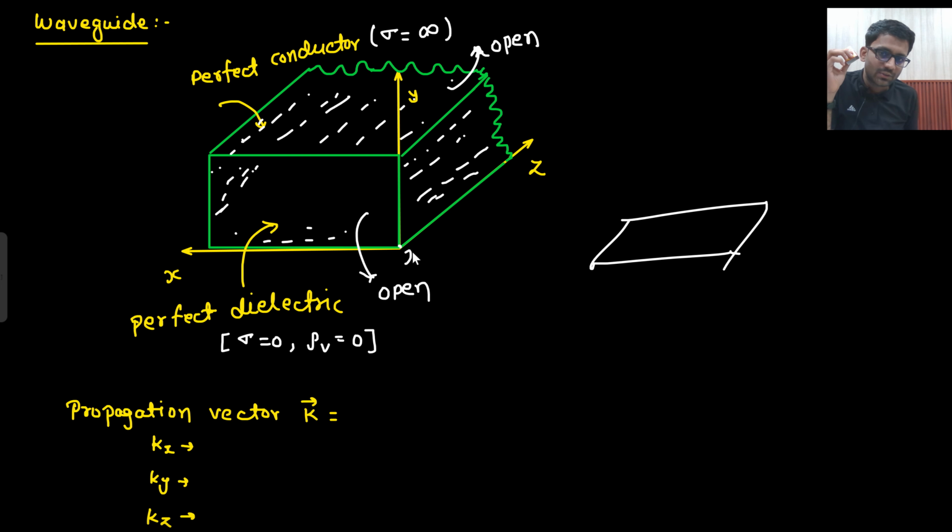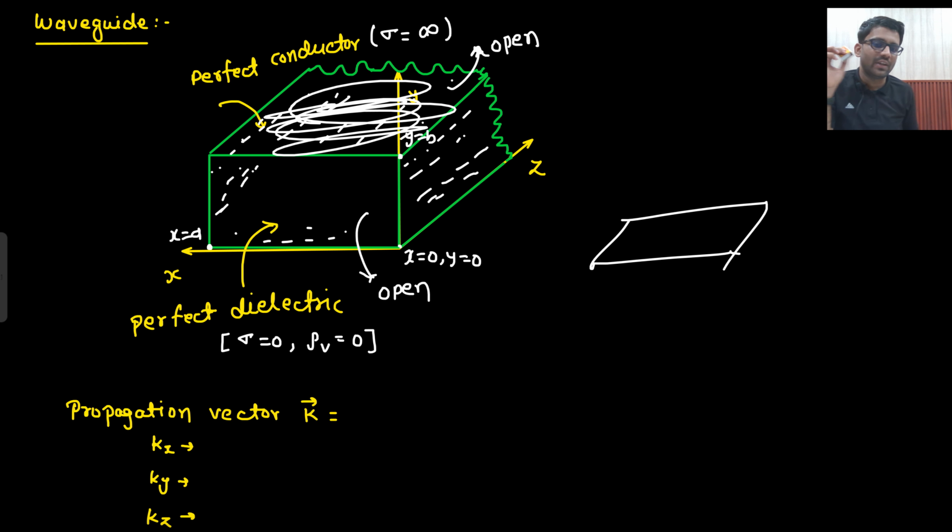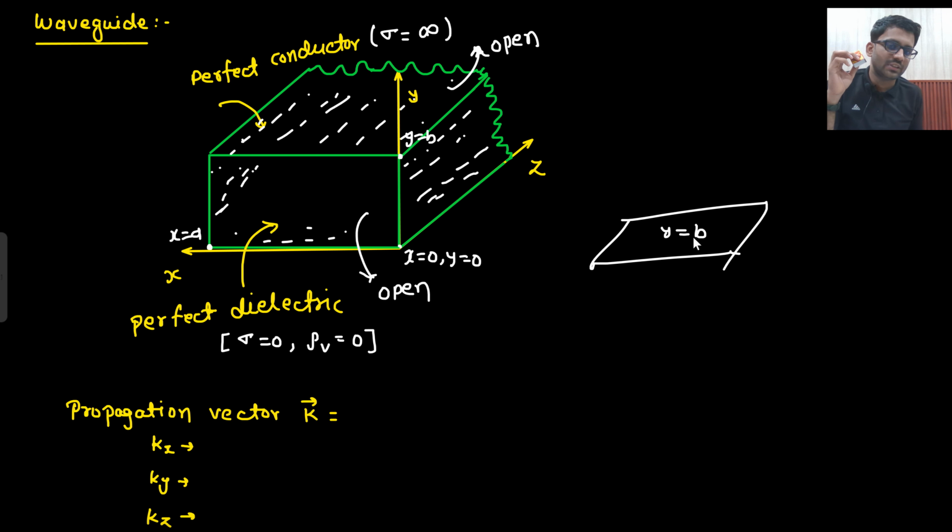If I call this x equals 0, and this x equals a, this y equals 0, and this I am calling y equals b. So what is the equation of the upper surface? y equals b, right? The wave started traveling in this manner, so here it will strike this y equals b surface. And just as it strikes that surface, it will be reflected back completely, because your gamma e would be -1.